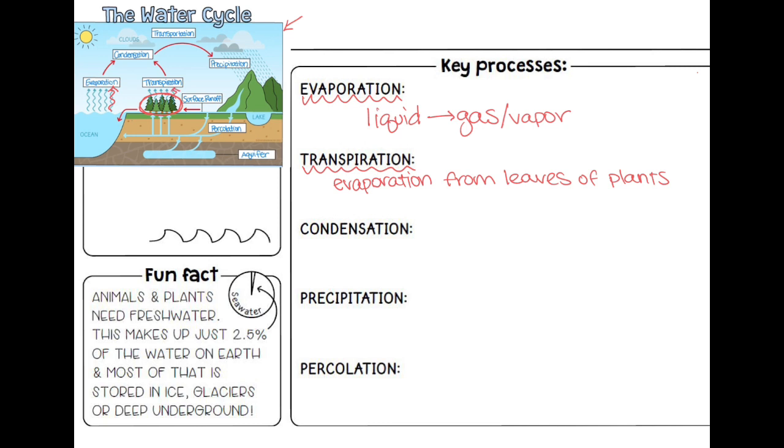All right, condensation. Condensation is when we have a gas or a vapor and it cools and forms clouds. So this is happening up here in this area, and we're forming nice big puffy clouds in the sky.